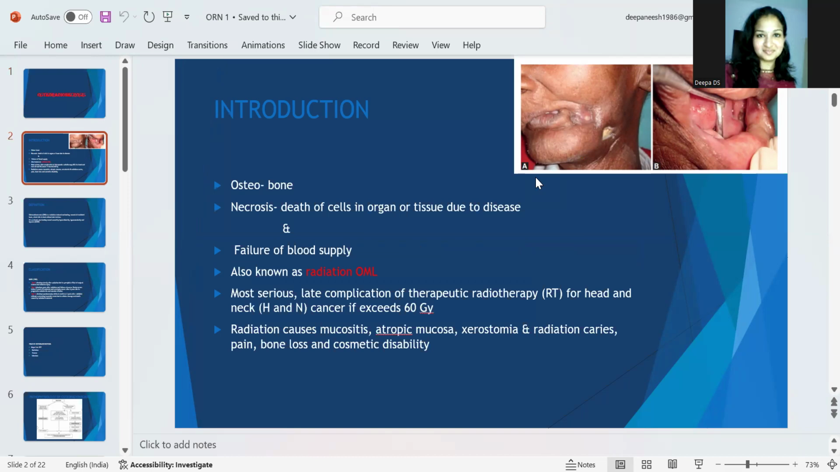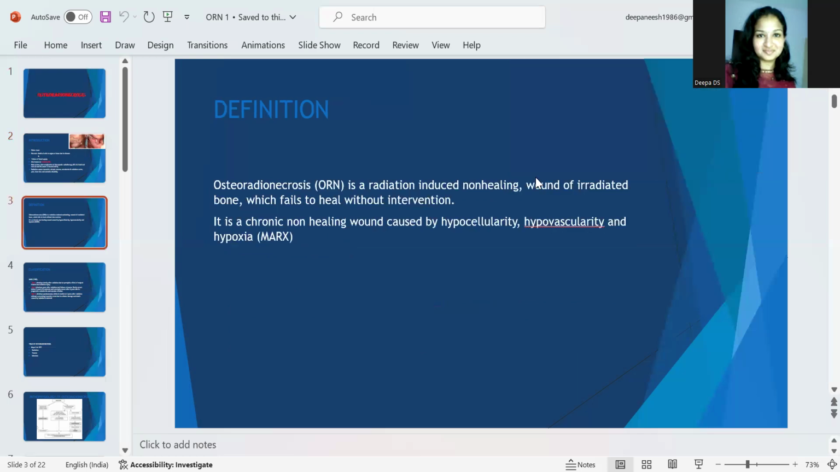It is one of the most serious late complications of therapeutic radiotherapy if the radiation is more than 60 grays. Radiation causes mucositis, atrophic mucosa, xerostomia. Radiation carries pain, bone loss, and cosmetic disability.